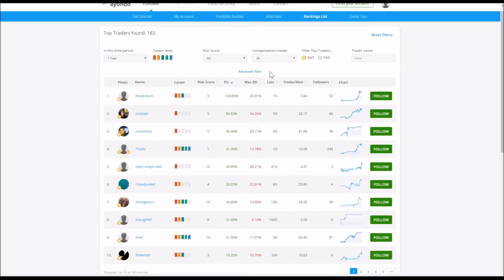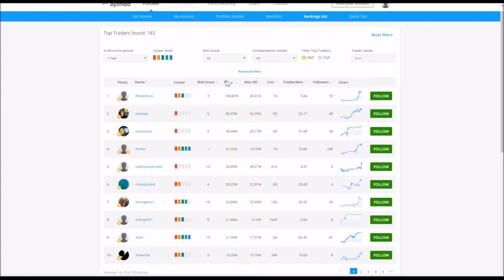Let's just go through some of the data we have. So we have their name, the career. There are various different career levels that Aondo put in for traders to progress through, which can show that maybe they are more consistent than other traders who just started. A risk score there, clearly a lower risk score suggests a lower level of risk. A higher risk score like this, 10 is the max, suggests maybe a more aggressive approach to markets.